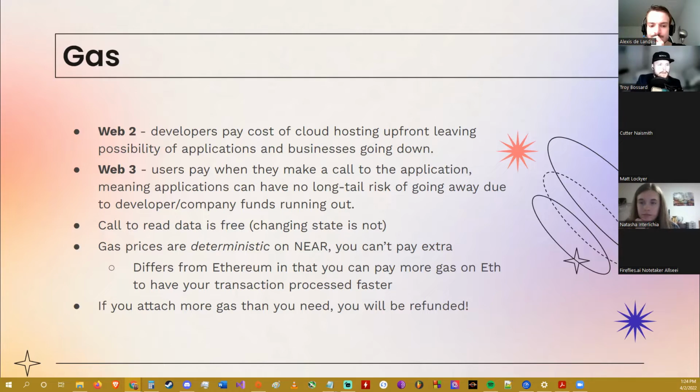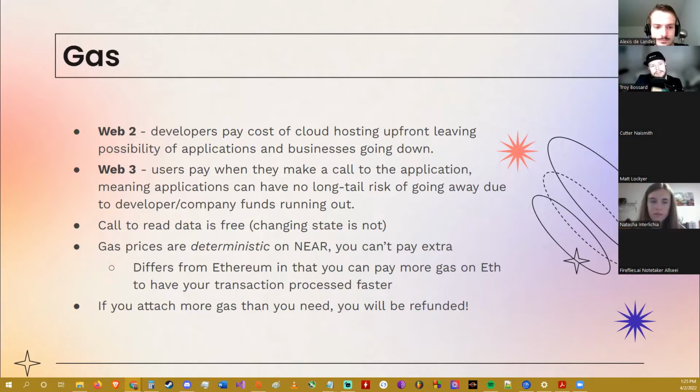and it can disappear. With Web 3.0, users pay when they make a call to the application, meaning that applications have no long tail risk of going away due to the developer company funds running out. And this is in part due to gas fees. So the cost of hosting is paid for whenever someone wants to use the application, basically. In some sense, applications on blockchains are permanent, but gas is an important part of keeping blockchains up and running. So that's how that works. It allows for very persistent applications.